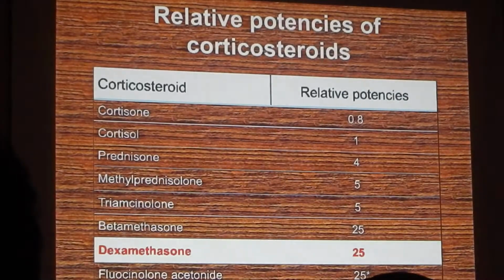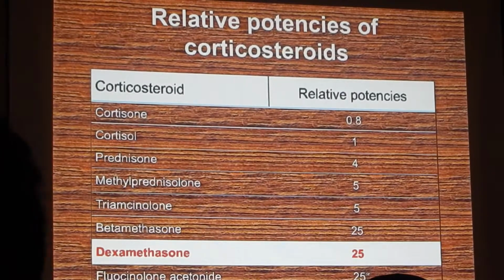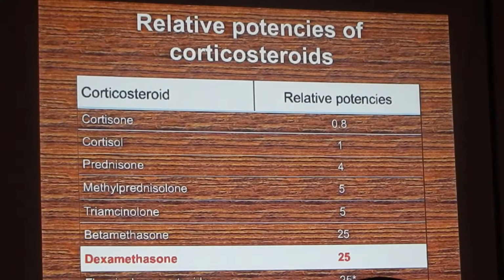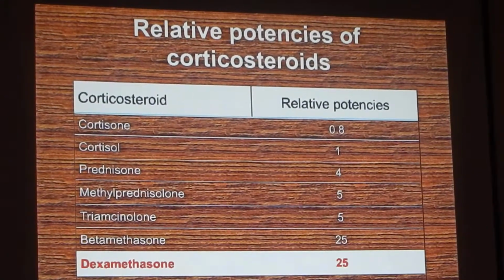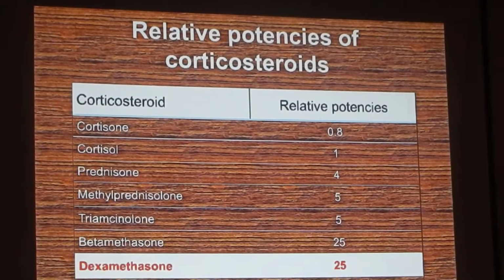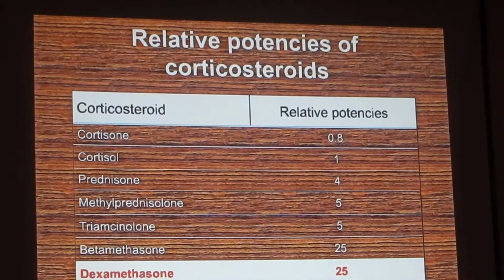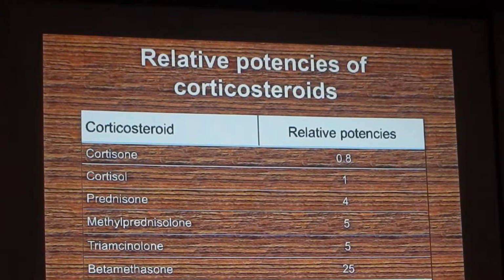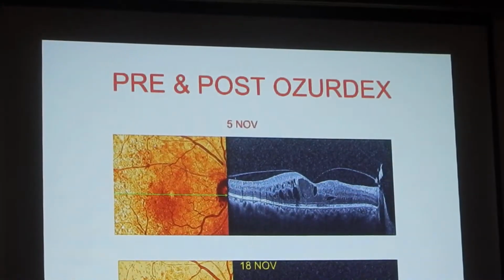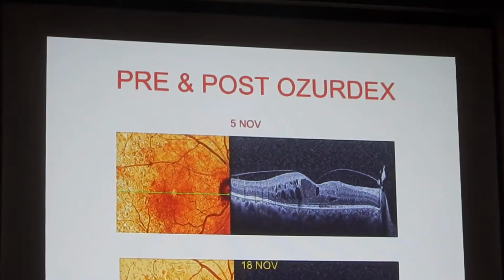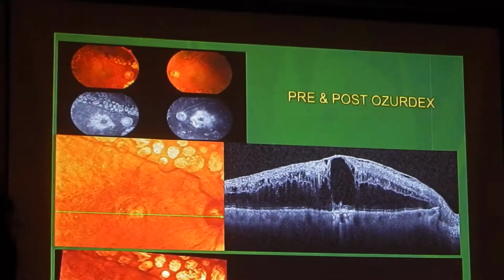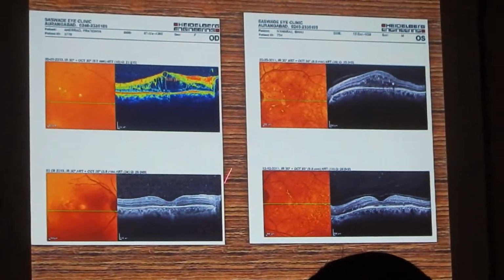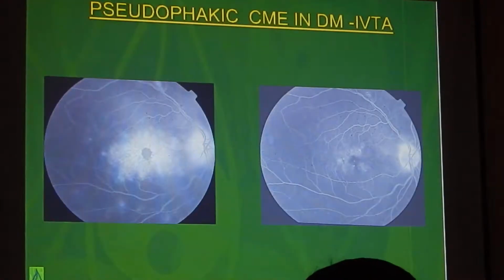If that is not there, if the eye is pseudophakic and the patient is not a steroid responder, then you can try the steroid. They are very cheap and helpful also. Just for the sake of information, regarding the potency of steroids, dexamethasone, betamethasone and triamcinolone are the highest potent steroids. This is pre and post Ozurdex, and you can see the results of treatment here.